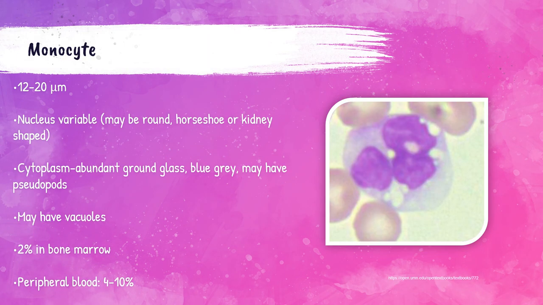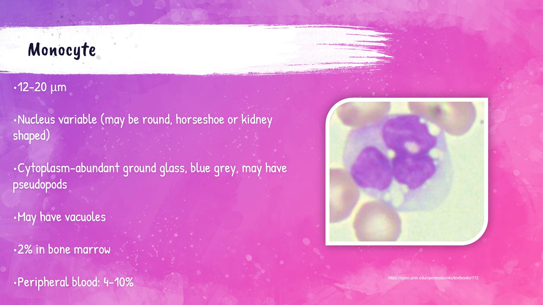Alrighty. So here is the monocyte. So these have a very variable nucleus, meaning it doesn't look the same all the time at all. It can be round or kidney shaped, they're just variable. The cytoplasm is blue-gray in color, and they may have pseudopods, which are projections of the cytoplasm. Remember, these cells like to phagocytize or eat up foreign invaders. They may have vacuoles, as you can see in this one on the right-hand side of the slide.